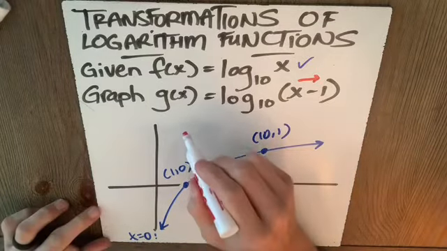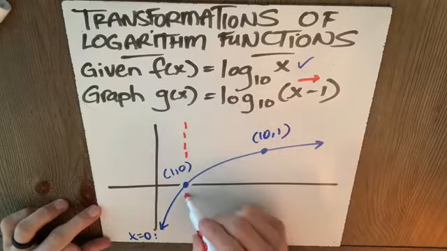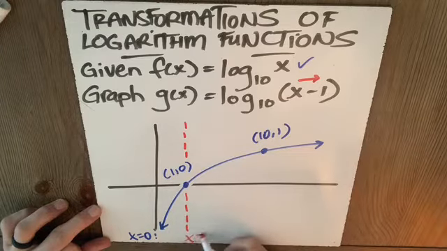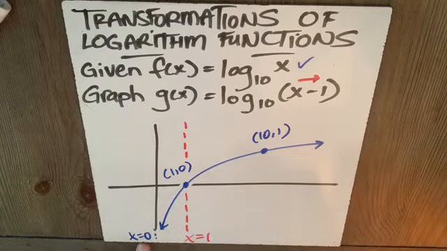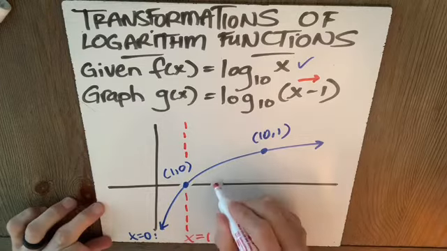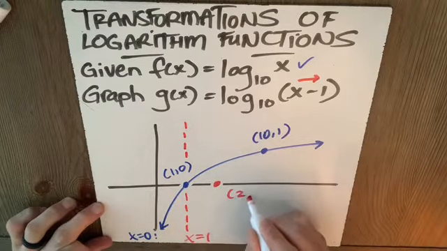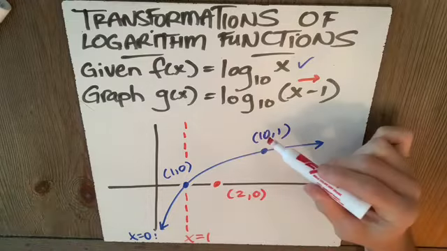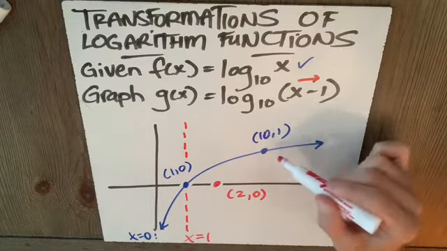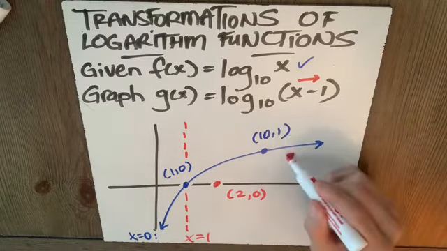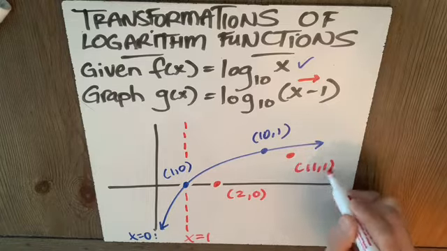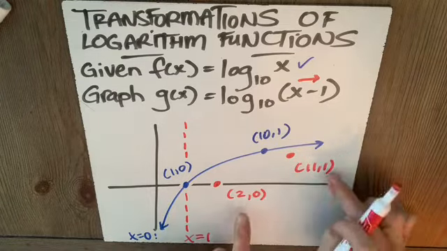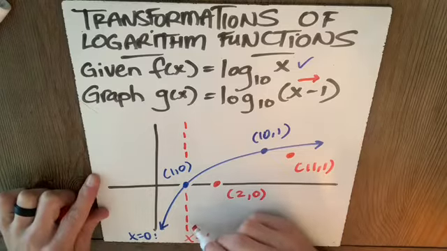our asymptote. Our asymptote must be drawn in. Now, this is x equals 1. It was x equals 0. Now it's x is equal to 1. And our point 1, 0 becomes a point, you guessed it, 2, 0. And a point 10, 1, if I move everything to the right, becomes the point 11, 1. Now, I've got enough to graph. I've got 2 points and an asymptote.